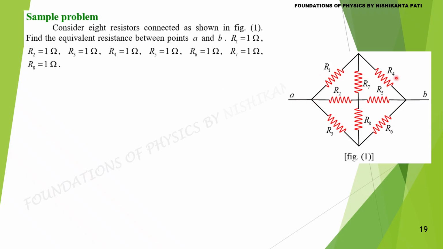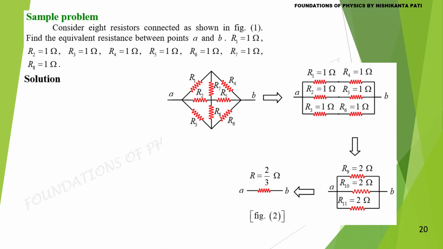Each resistance is 1 ohm. We have to find the effective resistance between A and B. From the previous problem, we know if a battery is connected between A and B, no current flows through this R7 and also no current flows through this R8. So these two resistances can be removed without affecting the current distribution. Hence the circuit is equivalent to like this.